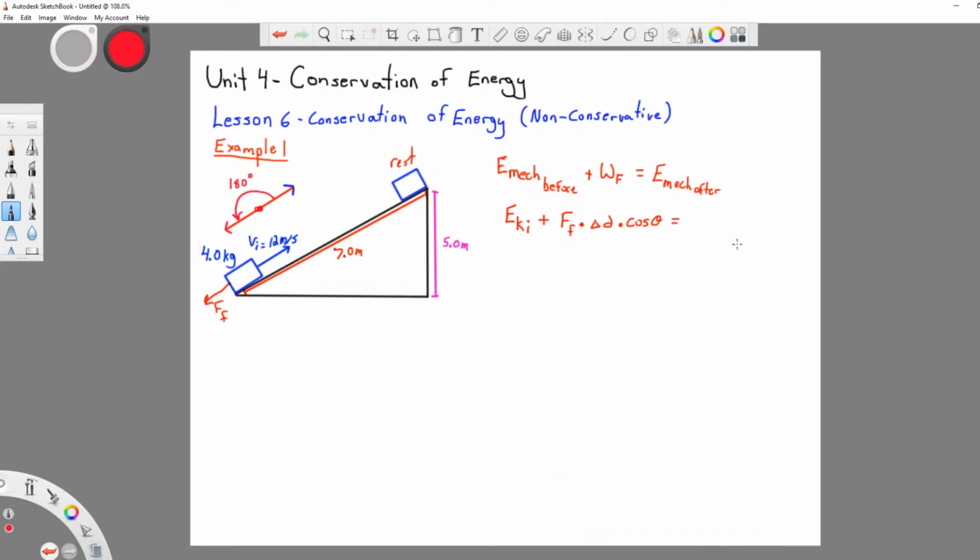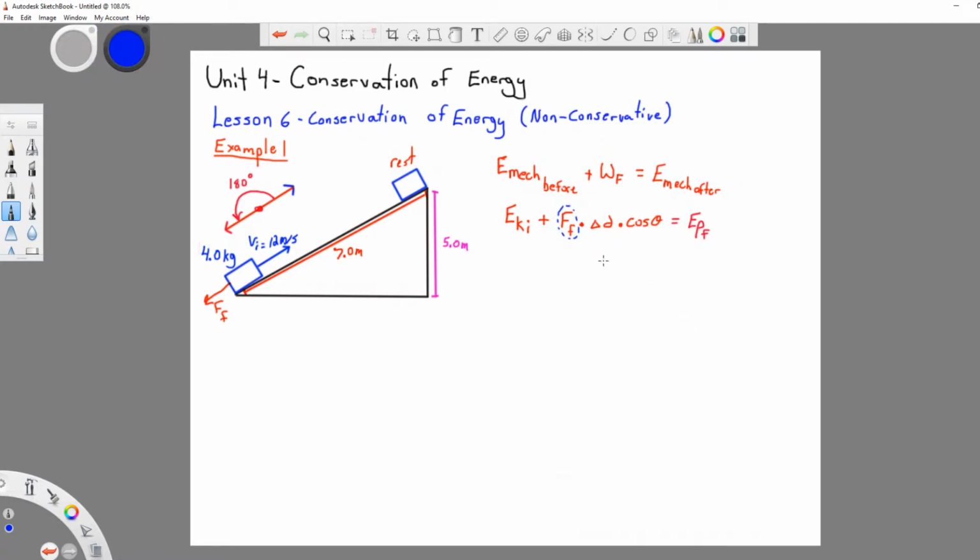Let's do our final mechanical energy. Well, this box comes to a rest, so we know kinetic energy is out. It has a height of 5 meters, so we have potential energy, and that's all we have is potential energy. So, potential energy, final. Okay, that's our setup formula. We are solving for the force of friction here. So let me switch my colors. This is what we want.